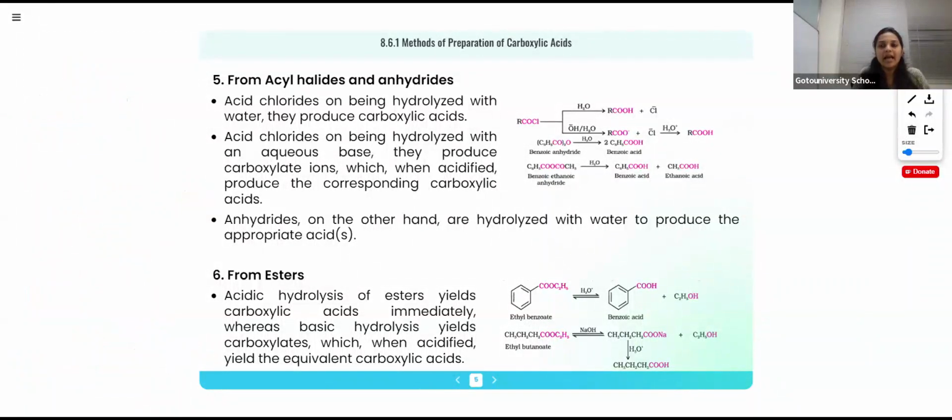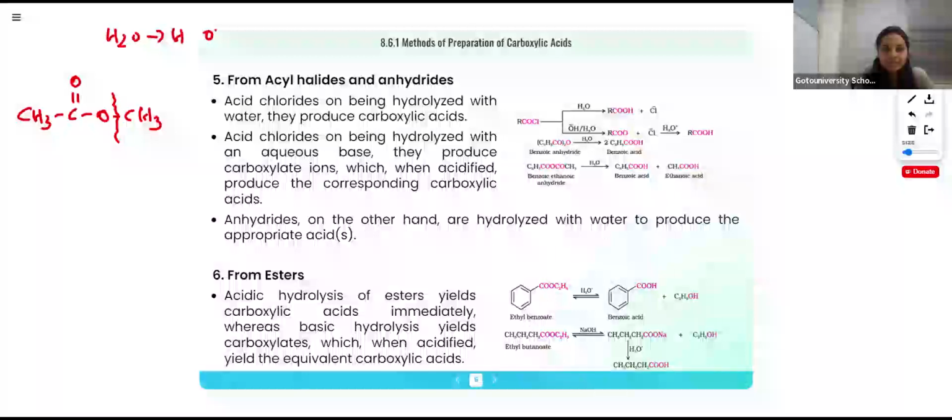So how will you produce? See, I am taking the same ester, CH3COOCH3. Now I am going to do hydrolysis. What is hydrolysis? I am breaking this compound with water. So where do you have to break? See, after COO, put a line. Then add water. Water contains hydrogen and OH minus.